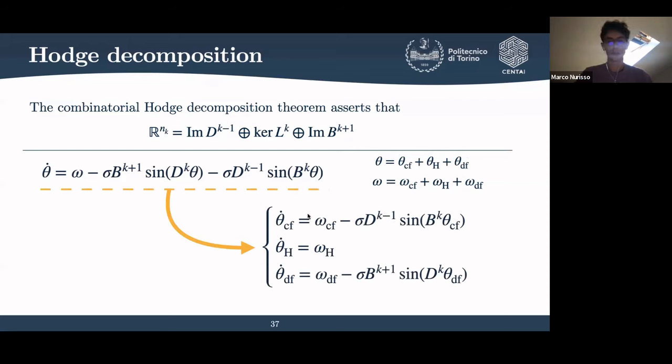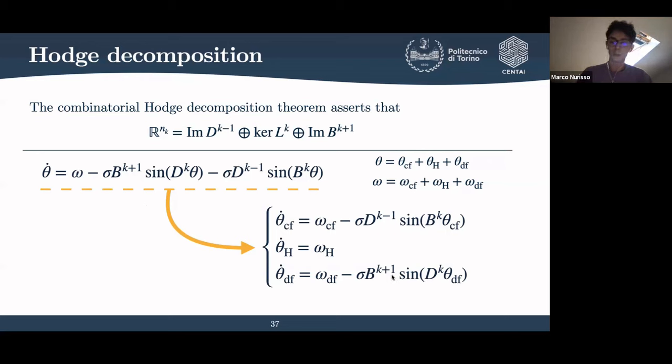And this means that, for example, you can write the equation telling you the evolution of the curl-free component as a differential equation which depends only on the curl-free component and doesn't depend on the harmonic and the divergence-free ones. So effectively, when we work with the Simplicial Kuramoto, we're actually working with three different dynamics, which are operating independently at the same time. And what you see is just their sum. And so it is very natural, instead of working with the full model, which is more complex, to work on the split model, so each of these decoupled equations separately.